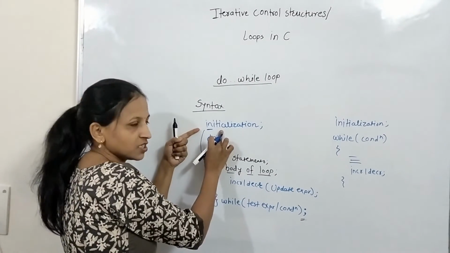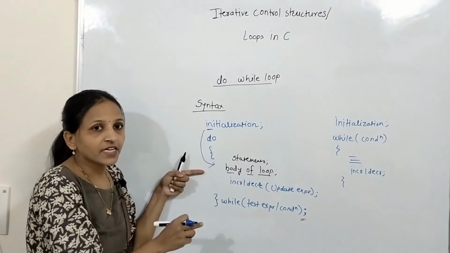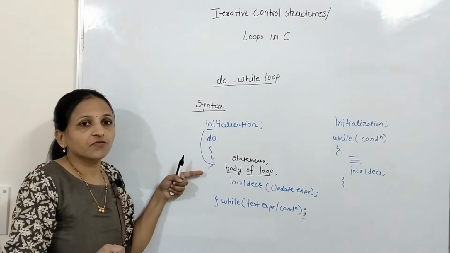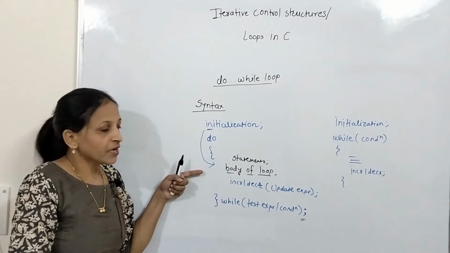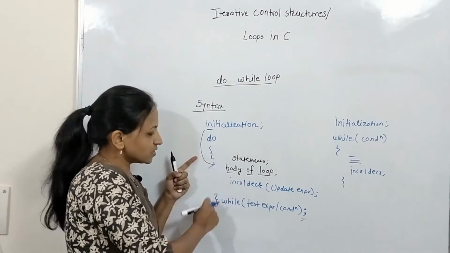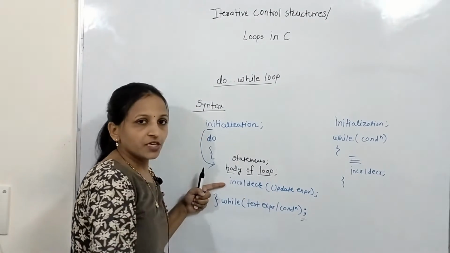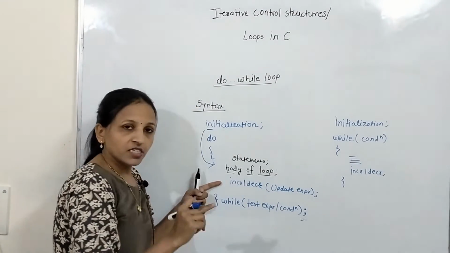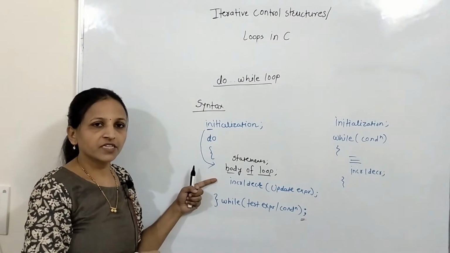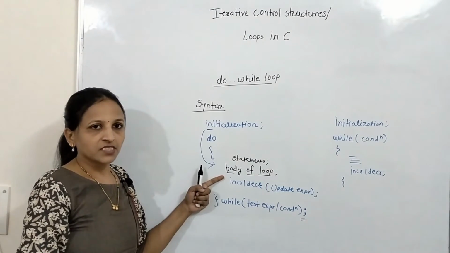See, first initialization will take place. After that control will directly come inside this block without checking any condition. It will execute all the statements written inside this body. After that it will update the value of the counter using this increment or decrement expression, whatever update expression you have written, that will get executed after all the statements get executed.